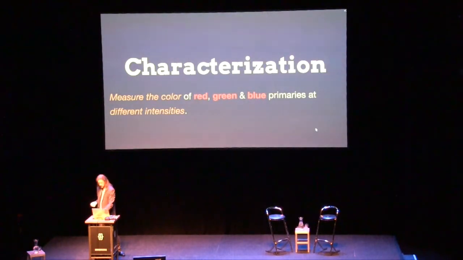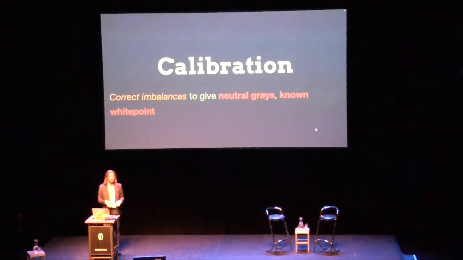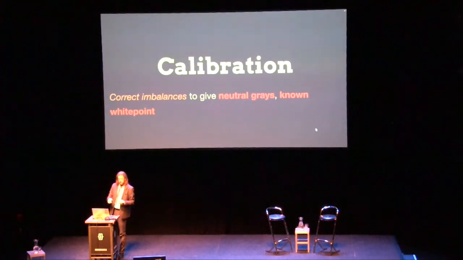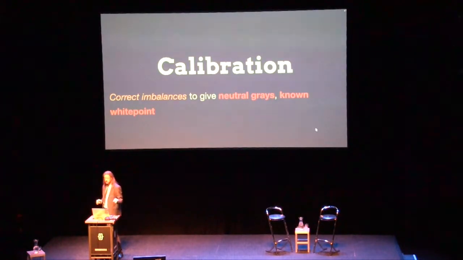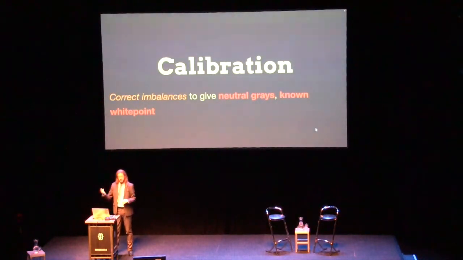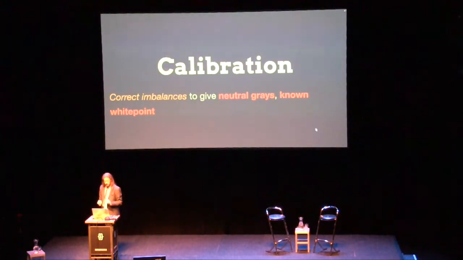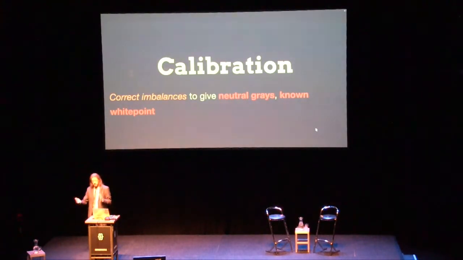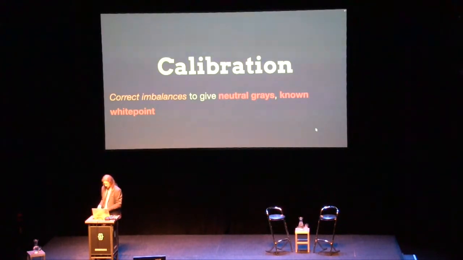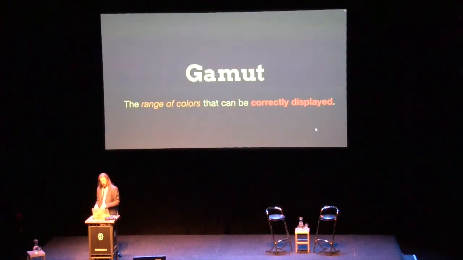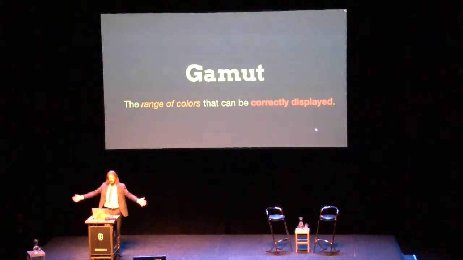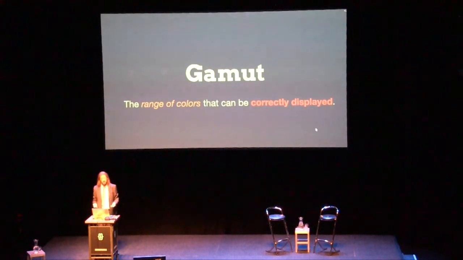And then based on that characterization data, you can now calibrate it. In other words, you can add correction factors so that the grays are always gray all the way along. You don't have a dark gray that's a little bit brownish and a light gray that's a little bit bluish and that sort of thing. And you have a known white point. You can correct it to the white point that you're trying to use on your print. So lastly, having done that, what you have is a volume in LAB space which tells you the range of colors that this particular display can produce.